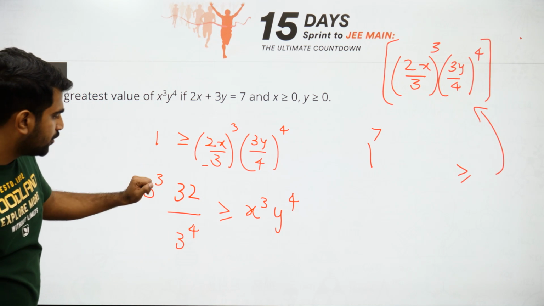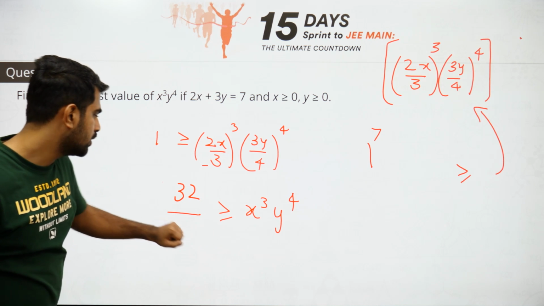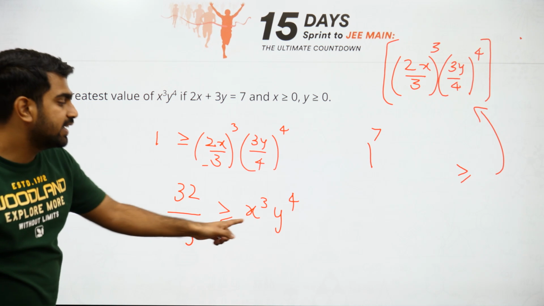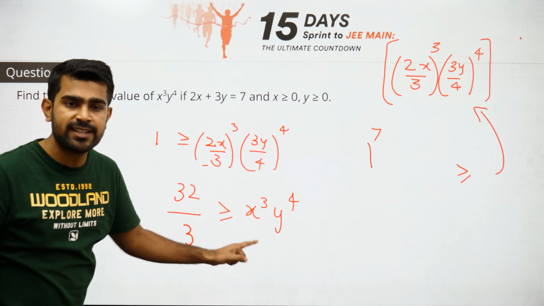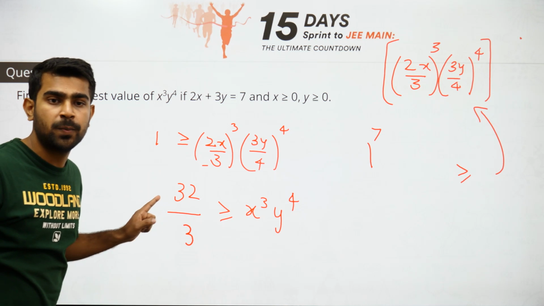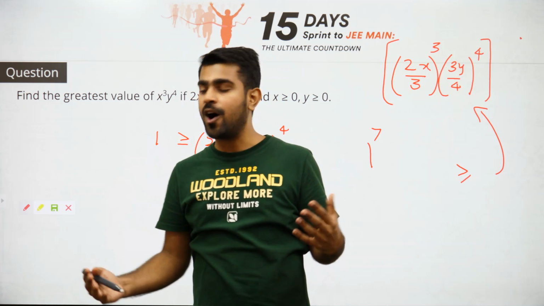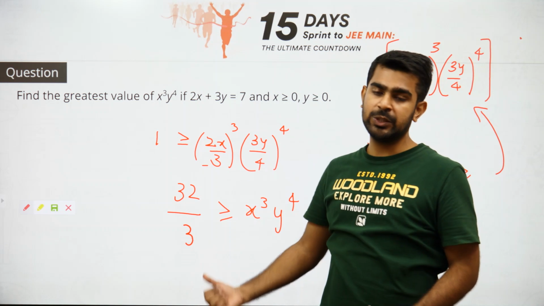And 3 cube, 3 power 4. Okay, 3 cube and I have 3 power 4. 3 cube and 3 power 4 will cancel to give you 3. So the greatest value of x cube y power 4 is going to be 32 by 3. That's it.